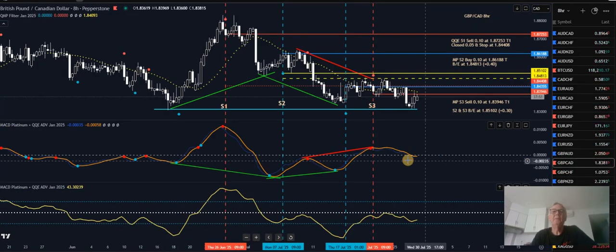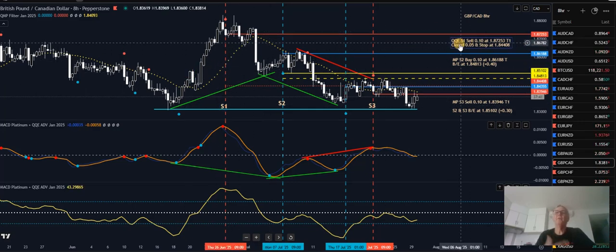Pound CAD, a bit messy this one. Let's just go through this. We've got a sell here, up here, stop in place, can't lose on that. So all good. Ignore sequence one. That's covered. That's a QQE.